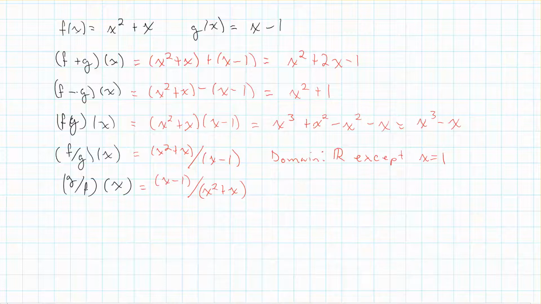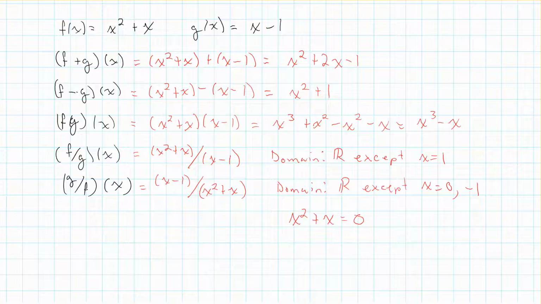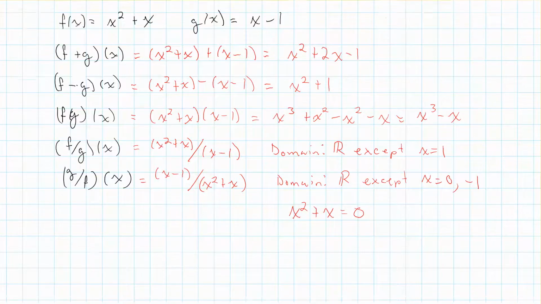And this domain is R except, and I'm just going to do this in my head, but if you want to see how I know it's except x equals 0 or negative 1, remember what we do is you set your denominator equal to 0, and in this case you could just factor an x out and you would get x equals 0 and negative 1. So pretty straightforward. And in fact, that's all I'm going to spend time talking about with adding, subtracting, multiplying, and dividing functions, because it's pretty straightforward. Now, the one that I'm going to spend a little bit more time on here is composition of functions.